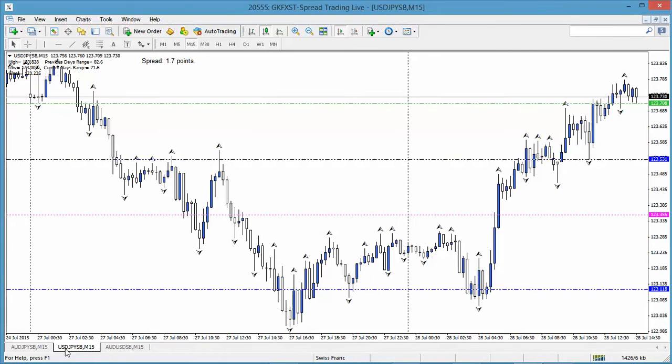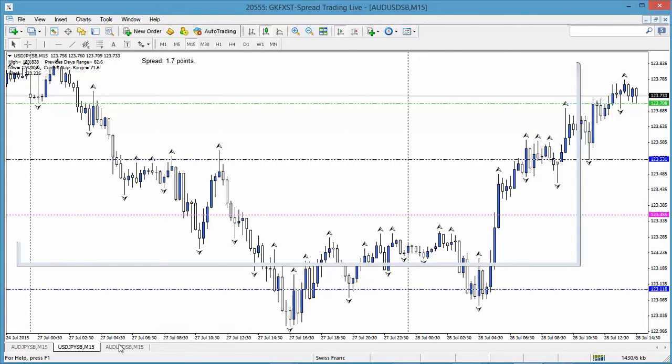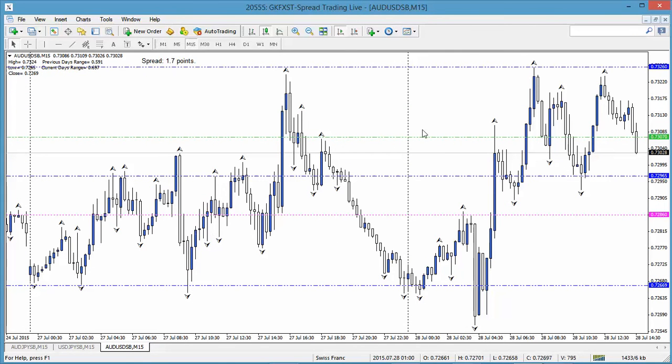Now, if we have a look at the dollar-yen pair, we can see the yen's weakened against the dollar. If we go to the Aussie-dollar pair, we can see the Aussie overall has strengthened against the dollar. So, something has happened that has made both the yen weaken and the Aussie strengthen.